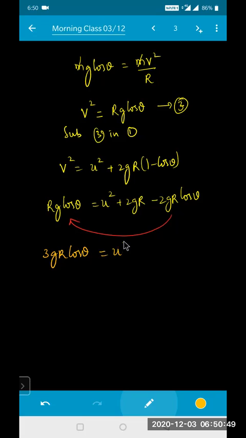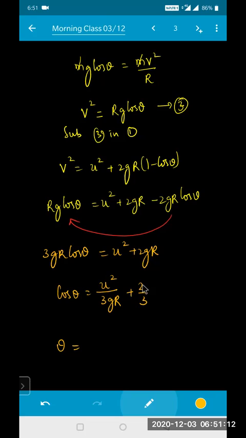That will be equal to u square plus 2gR. So cos theta will be equal to u square divided by 3gR plus 2 by 3. Isn't it? So this 3gR will come here, like yesterday, and gR will get cancelled here.